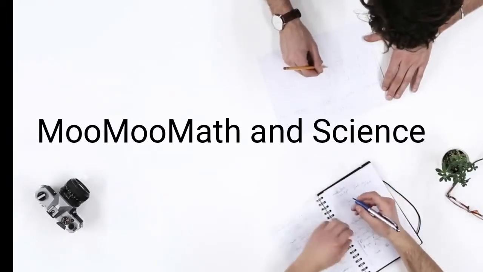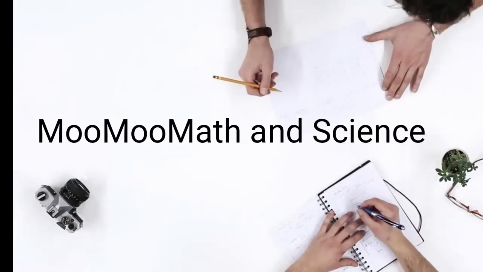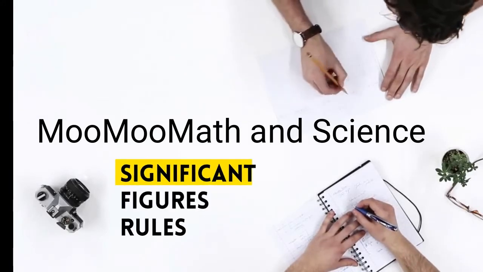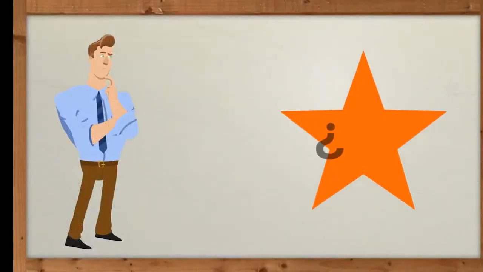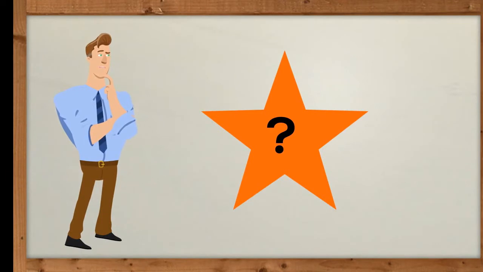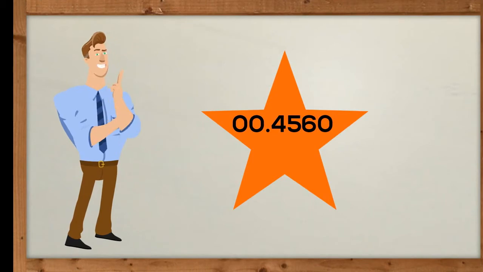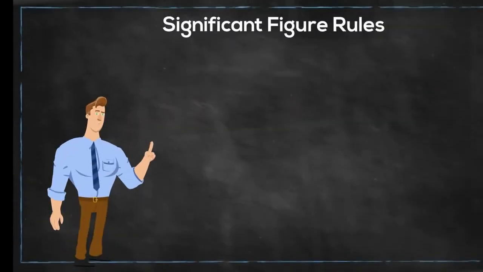In this video, I'd like to go over the rules for significant figures. You may have been asked before, how many significant figures are in a number like this? Once I go over the rules, I think you'll have a little better understanding of figuring out significant figures.